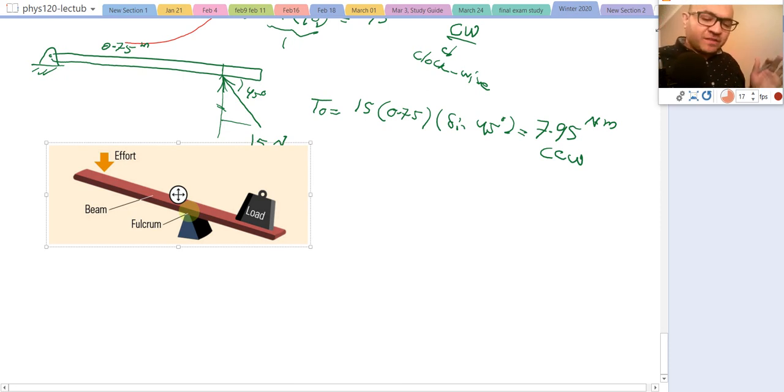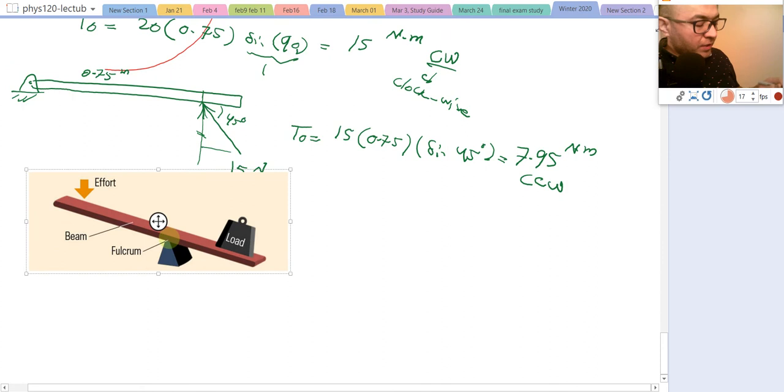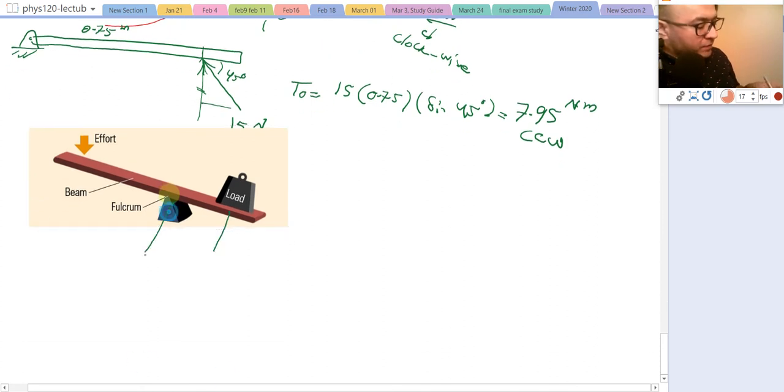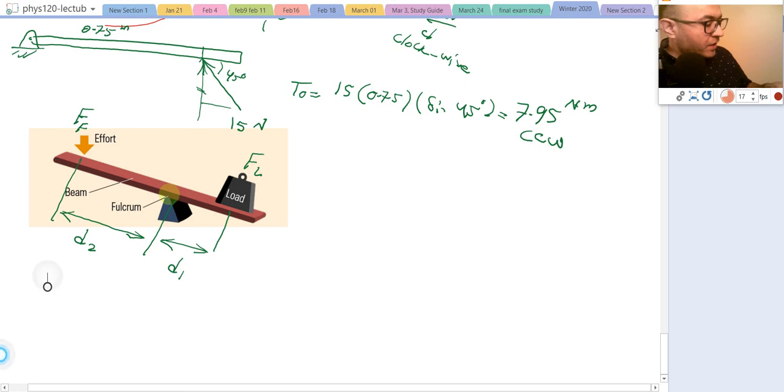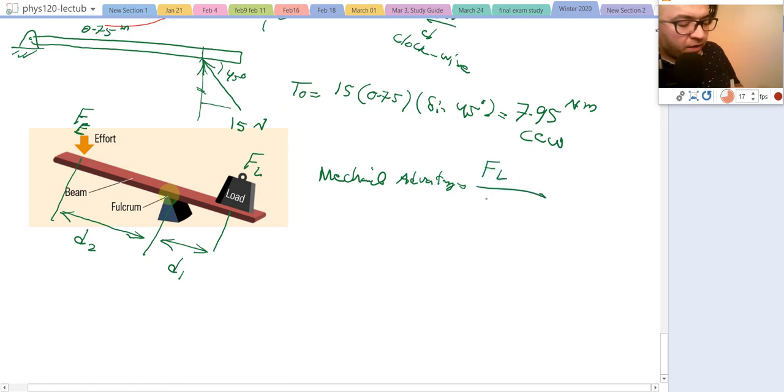Now, how much is your advantage going to be? As humans, we are not powerful. We want to move a big load. So the mechanical advantage is equal to the load divided by the effort, right? Now, if you want to lift this load, how much effort do you need to apply? It all depends on the distance: the distance from here to here is D1, and from here to here is D2. If the effort is F of E and the load is F of L, then mechanical advantage is equal to F of L over F of E.